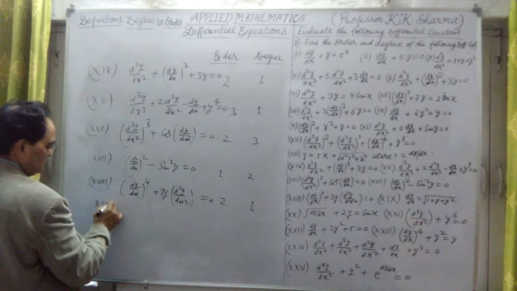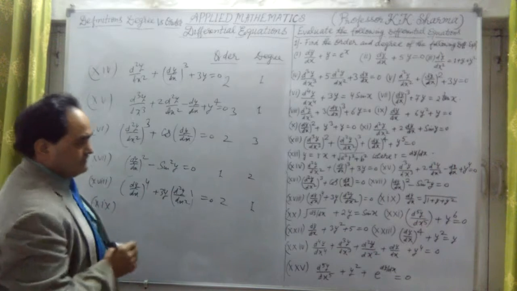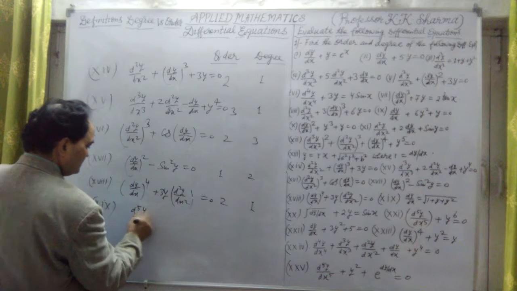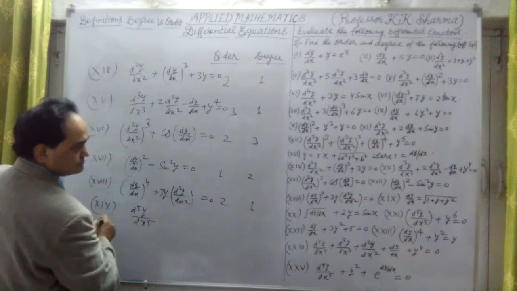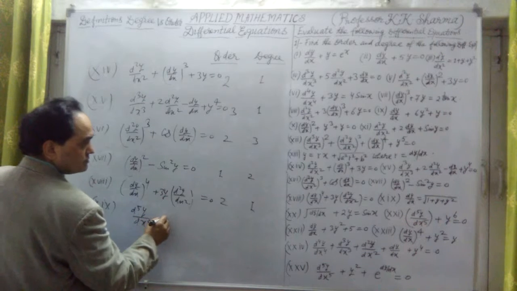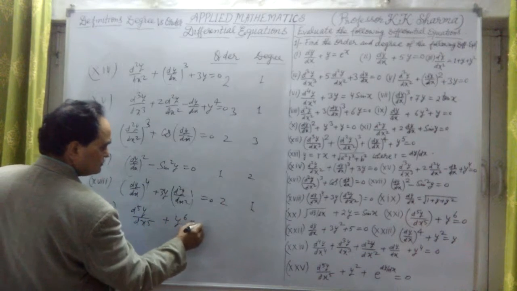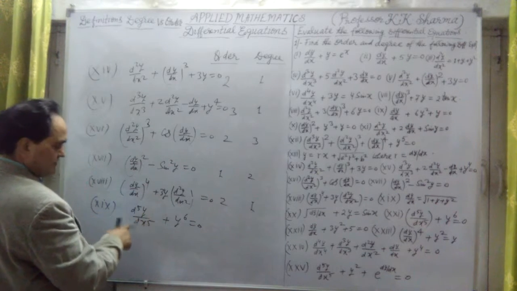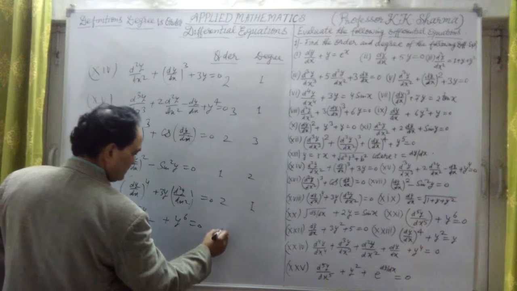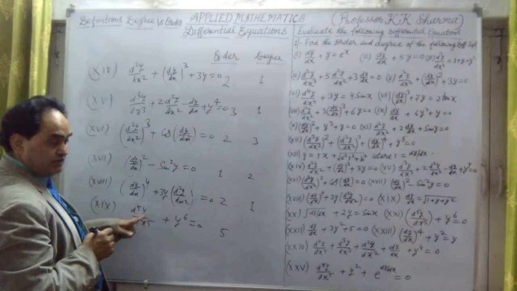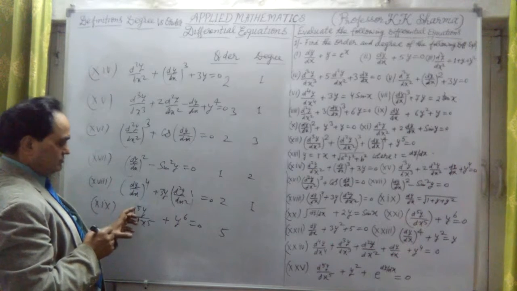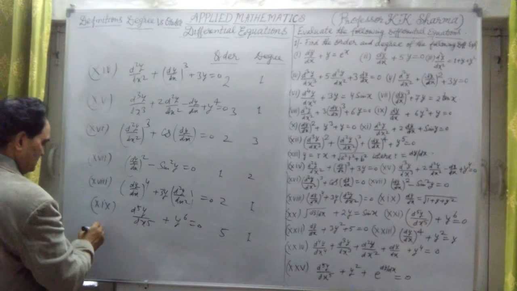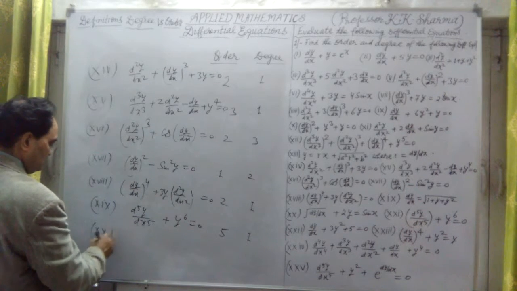Okay, so now the 19th question, question number 19. It is of what kind? This is d⁵y/dx⁵ plus y raised to power 6 equal to 0. Simple. No repetition of this. So order is 5, because this is a fifth order derivative, but its power is 1 only, so degree is 1.